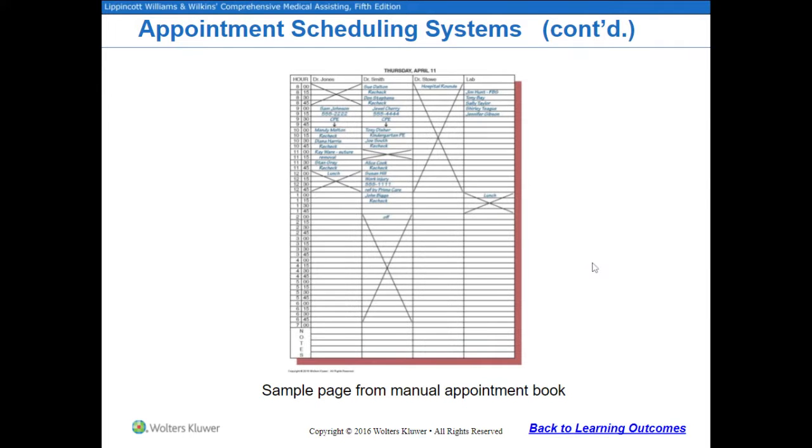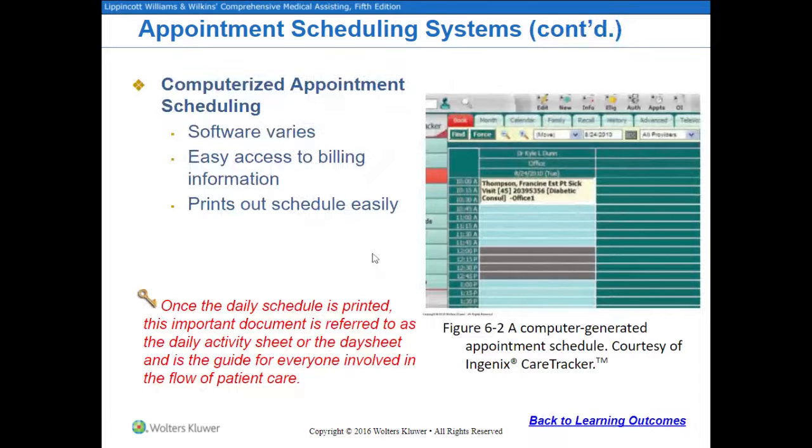But let's go ahead on to the electronic health care system, computerized appointment scheduling. So this is how it looks. This is much more simplistic, right? Because you're entering the information, it's automatically going to populate the amount of time that the patient needs. Like in this case, they have 45. This is a 45-minute visit, right? It says established patient, sick visits.